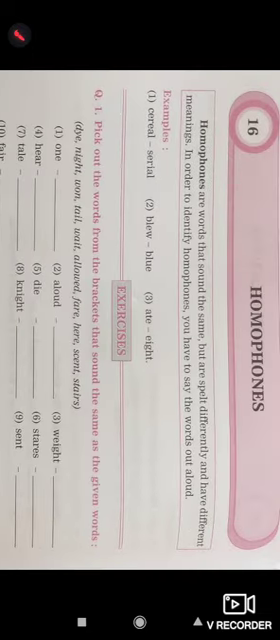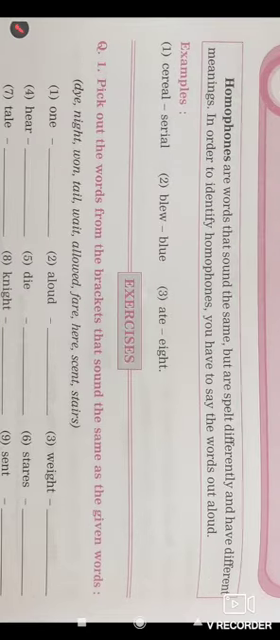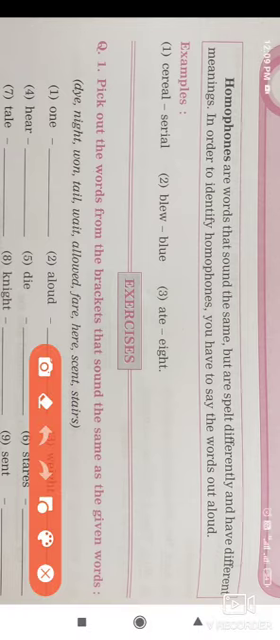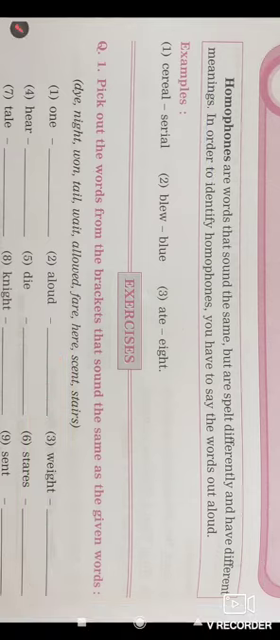Okay, so here we have first the definition of homophones. Phone means sound, hearing sound. Homo means same. Homophones are words that sound the same, but are spelled differently and have a different meaning. In order to identify homophones, you have to say the words out aloud.